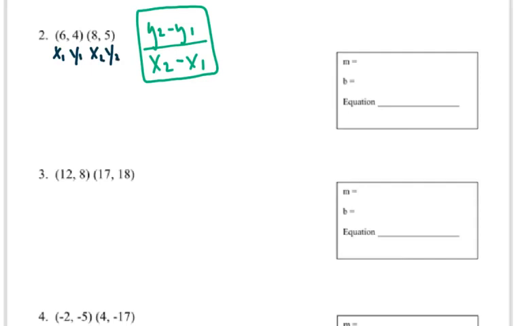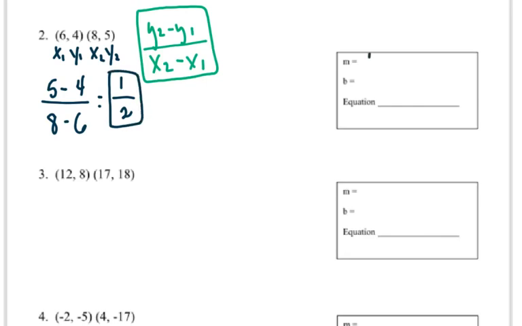Okay, y2 is the number 5, minus my y1, which is a 4, over x2 minus x1. 5 minus 4 is a 1. 8 minus 6 is a 2. My slope is 1 over 2.